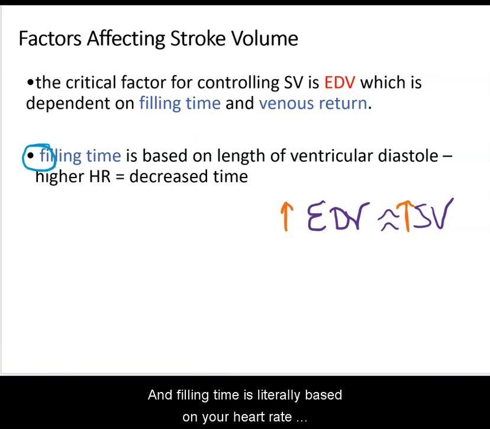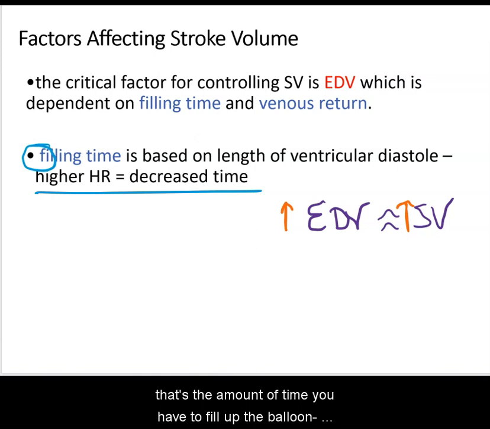And filling time is literally based on your heart rate. That's the amount of time you have to fill up the balloon. That's the amount of time blood can enter the ventricle. So if you have a really fast heart rate, there's less time. But if you have a nice normal heart rate, there is more time.